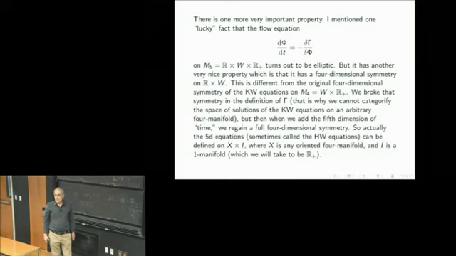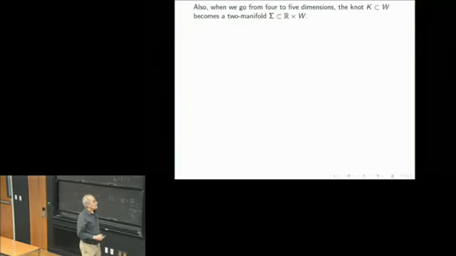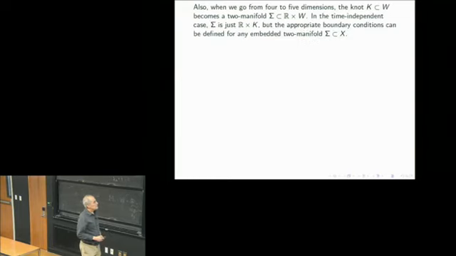But even before that, I should have said that when we added the 5th dimension, the trivial thing to do was let the knot just sit there at all times. And if it does that, it sweeps out a 2 manifold in the boundary. When the boundary is lifted from 3 to 4 dimensions, the knot will be lifted from 1 to 2 dimensions. So the knot became a 2 manifold sigma in R times W. But in the time-independent case, sigma is just the original knot times R. But the appropriate boundary conditions can be defined for any embedded 2 manifold sigma in X.